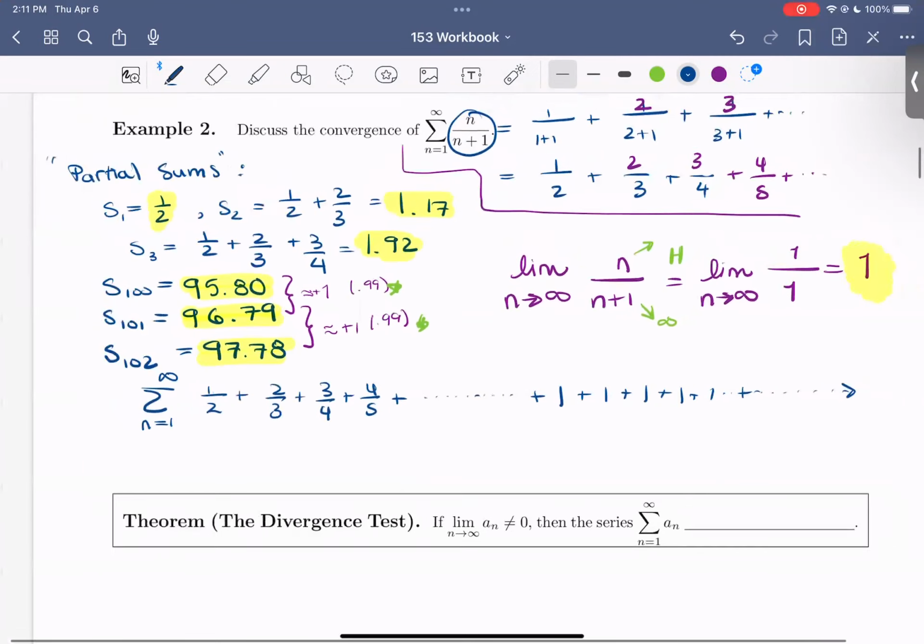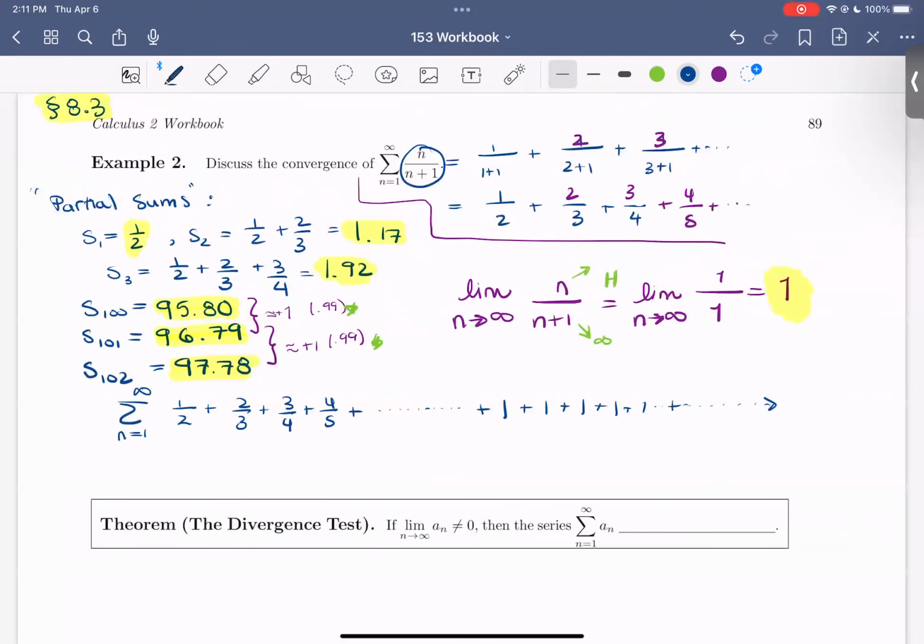So if that's the case, what do we think the result of that infinite series is? Are we going to get convergence, or will this series diverge? Well, if we keep on adding 1, we're not going to be able to settle on just one fixed limit when we keep on adding more ones.